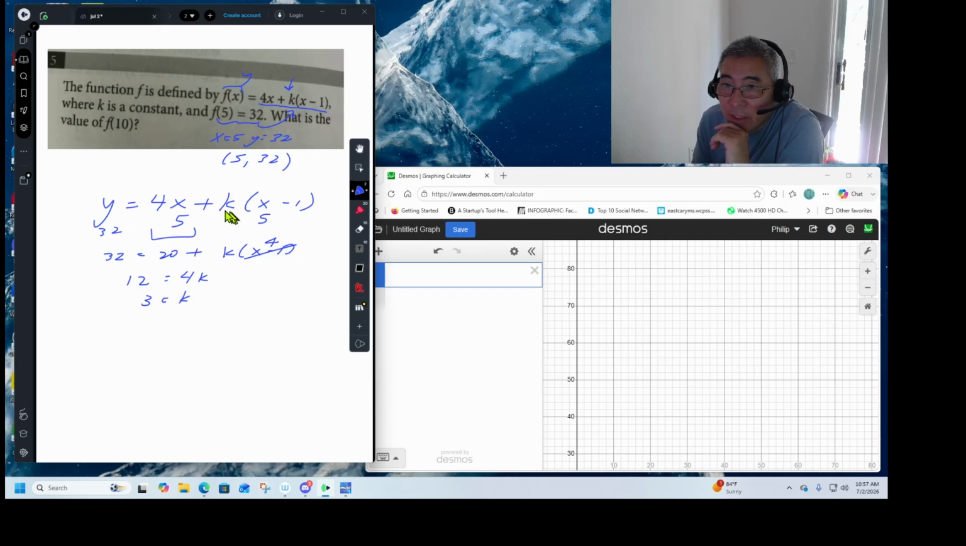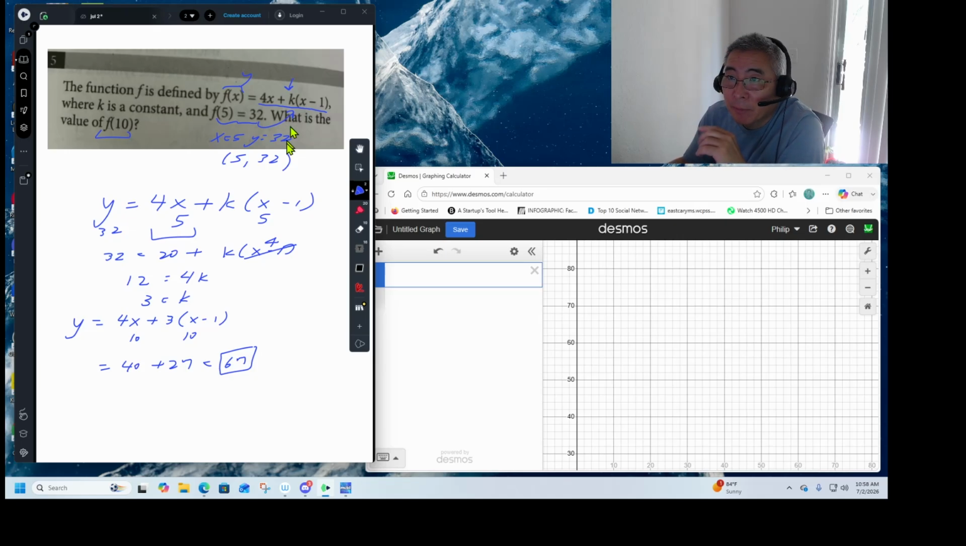Once we know k is 3, then we can plug it back in here. We have y equals 4x plus 3 times (x minus 1). And then we want to know what is the y value at x equals 10. So we just put 10 here, we put 10 here. This gives us 40 plus, 10 minus 1 is 9, 3 times 9 is 27. 67 is going to be our answer.